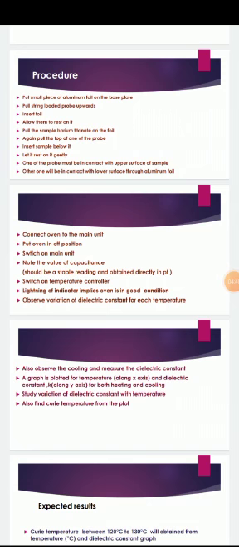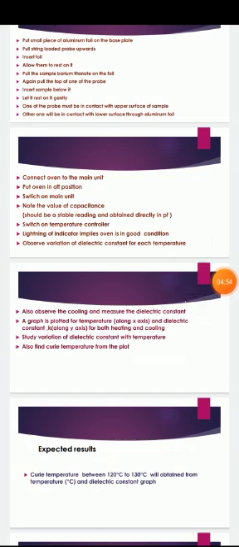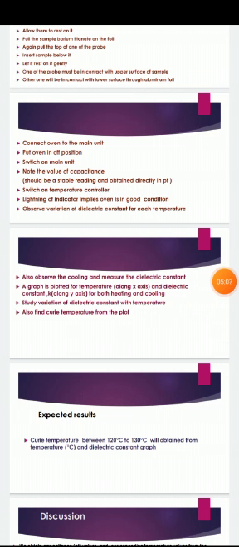Put a small piece of aluminium foil on the base plate. Now put the spring loaded probe upwards. Then insert the foil and allow it to rest on it. Now put the sample of barium titanate on the foil. Again pull up the top of one of the probes and insert the sample below it. Let it rest on it gently. One of the probes must be in contact with the upper surface of the sample and the other one must be in contact with the lower surface through the aluminum foil.